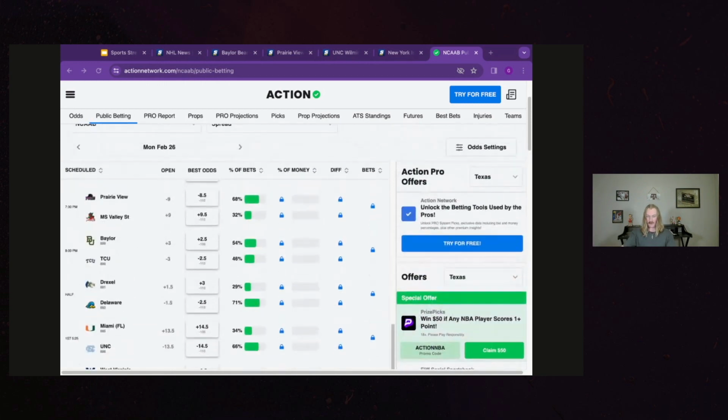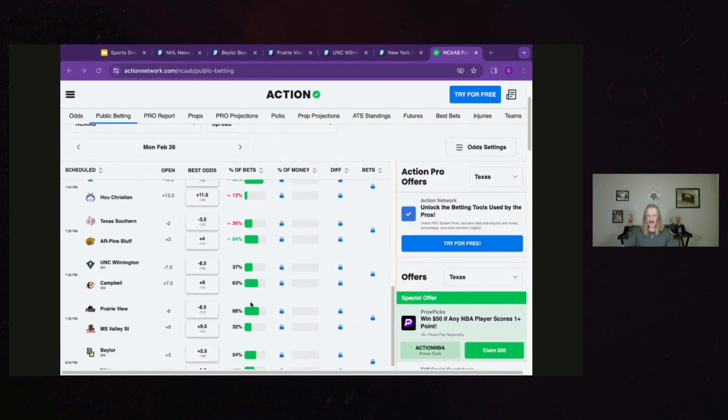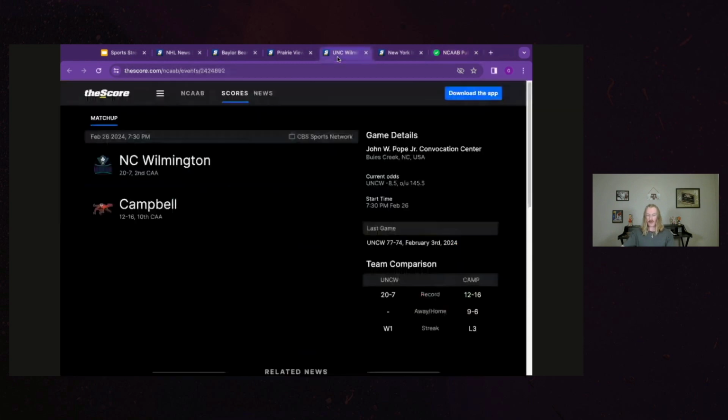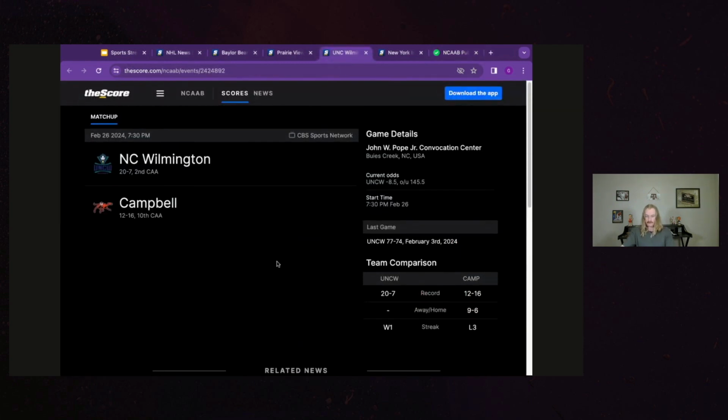However, in this game that we're talking about right now, UNC Wilmington, we see that UNC Wilmington has moved out a full point despite only receiving 37% of the bets. When we look at this game objectively, this one, actually, I think UNC Wilmington is in a pretty good spot. I do sort of see what the Sharps are seeing here. They're 20-7 compared to Campbell's 12-16. They're on a W1 compared to Campbell's L3, and Campbell hasn't been exceptional at home this year. They're 9-6. Even oftentimes, even with bad teams, you'll see this number be more like a 12-3, even in the case of a bad team. But that's not what we're seeing here.